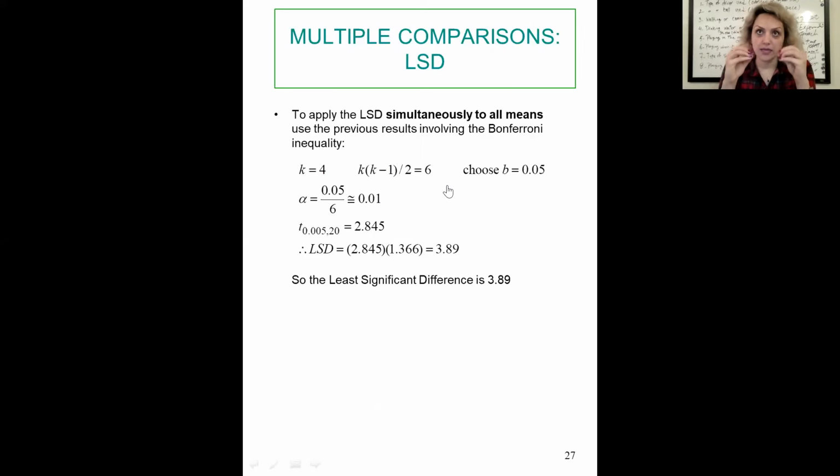So basically, we find the t value from the table and multiply it by the standard error, and that gives you the LSD value.